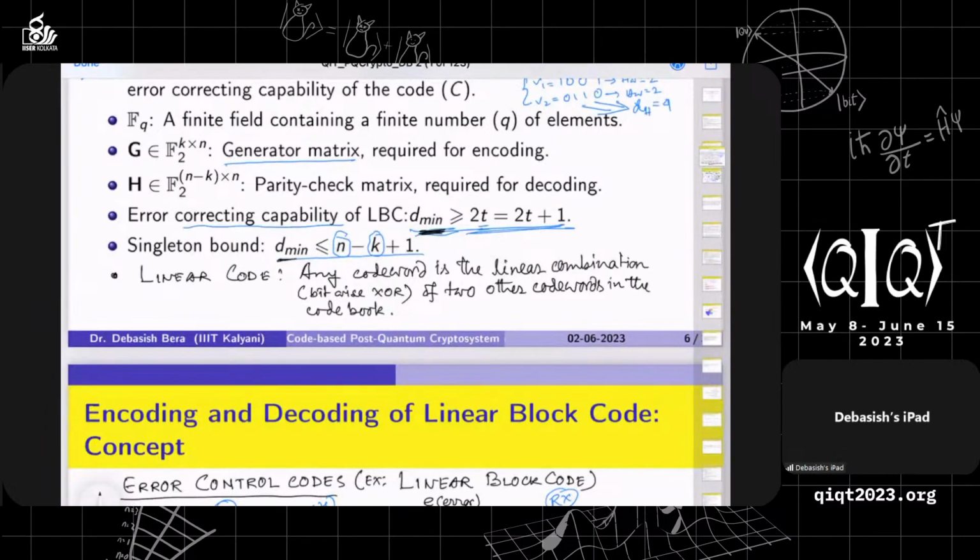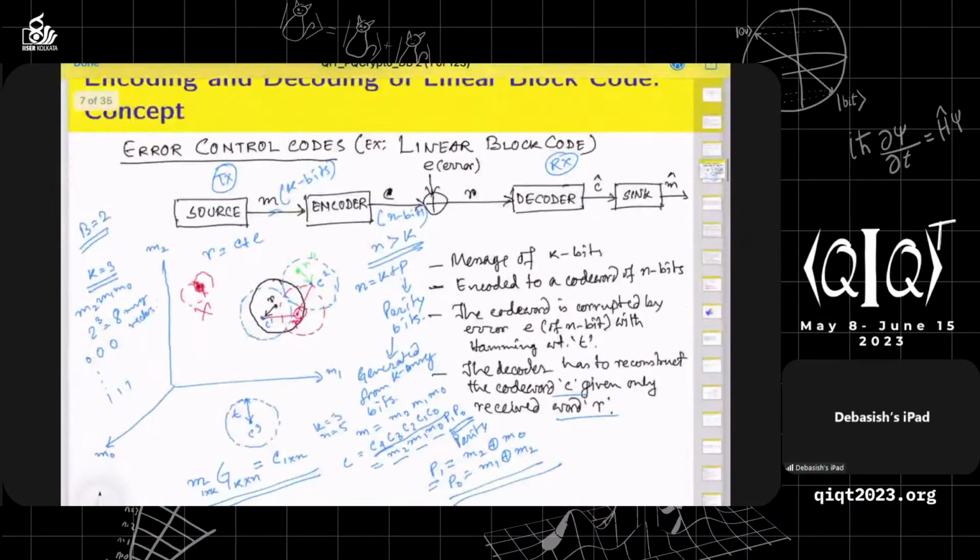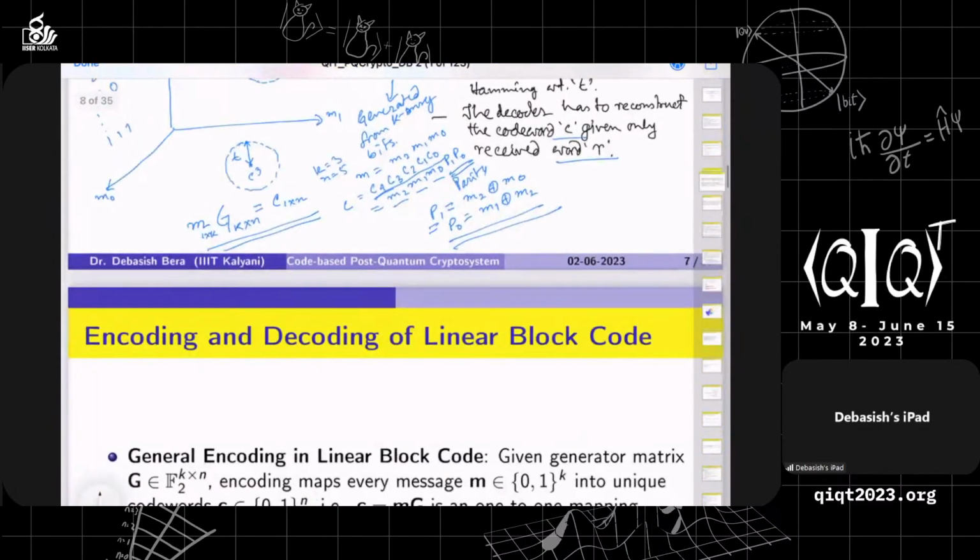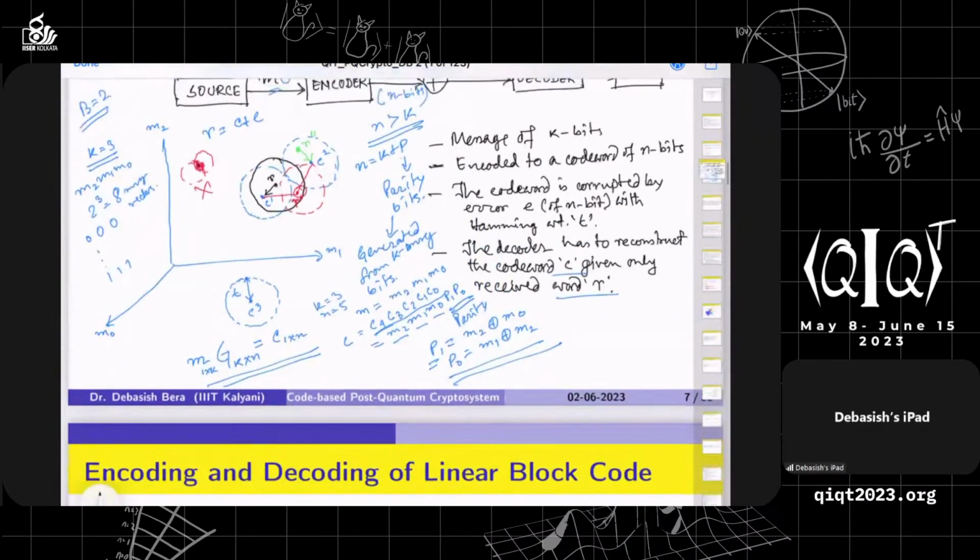So this is the brief idea of the coding. Now see, any question from here?